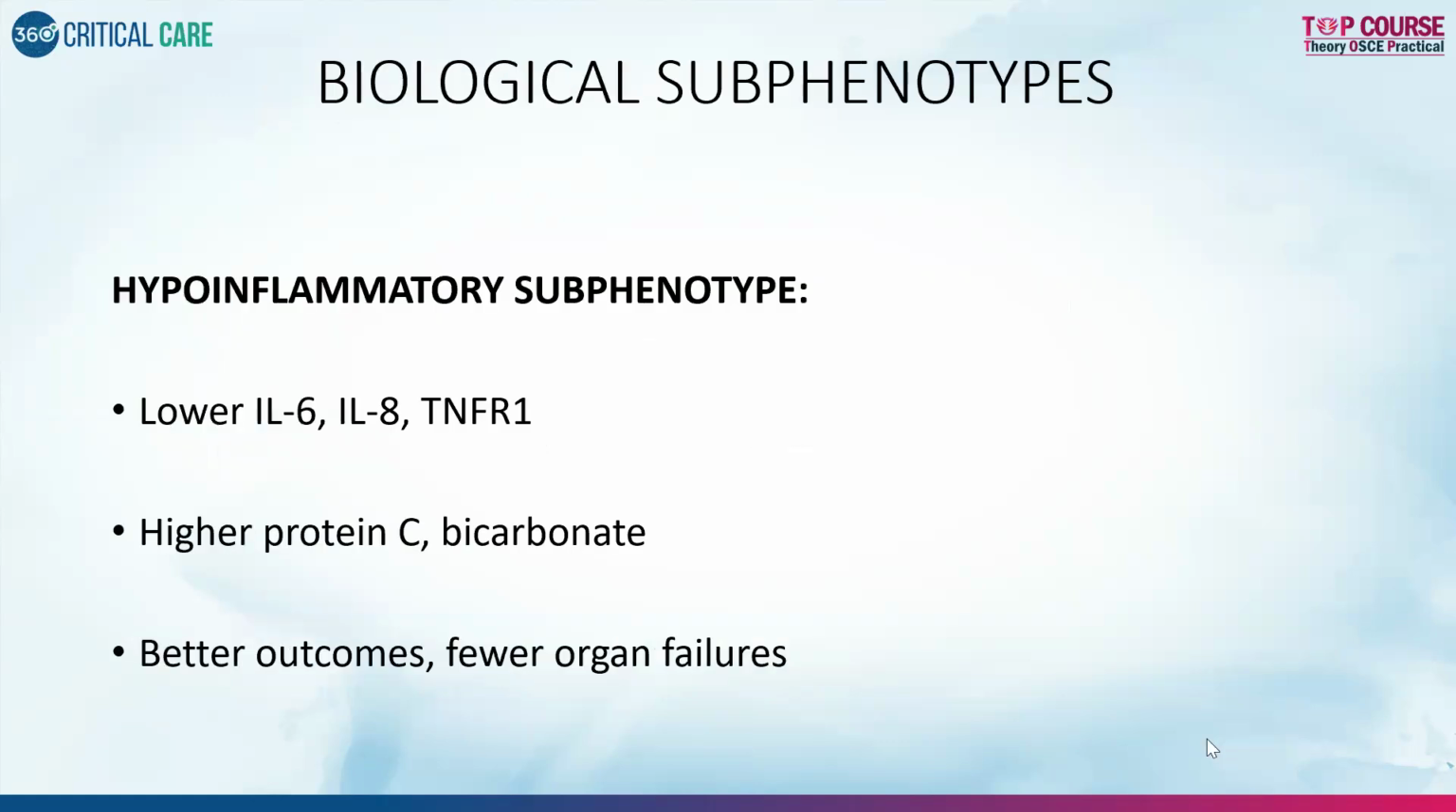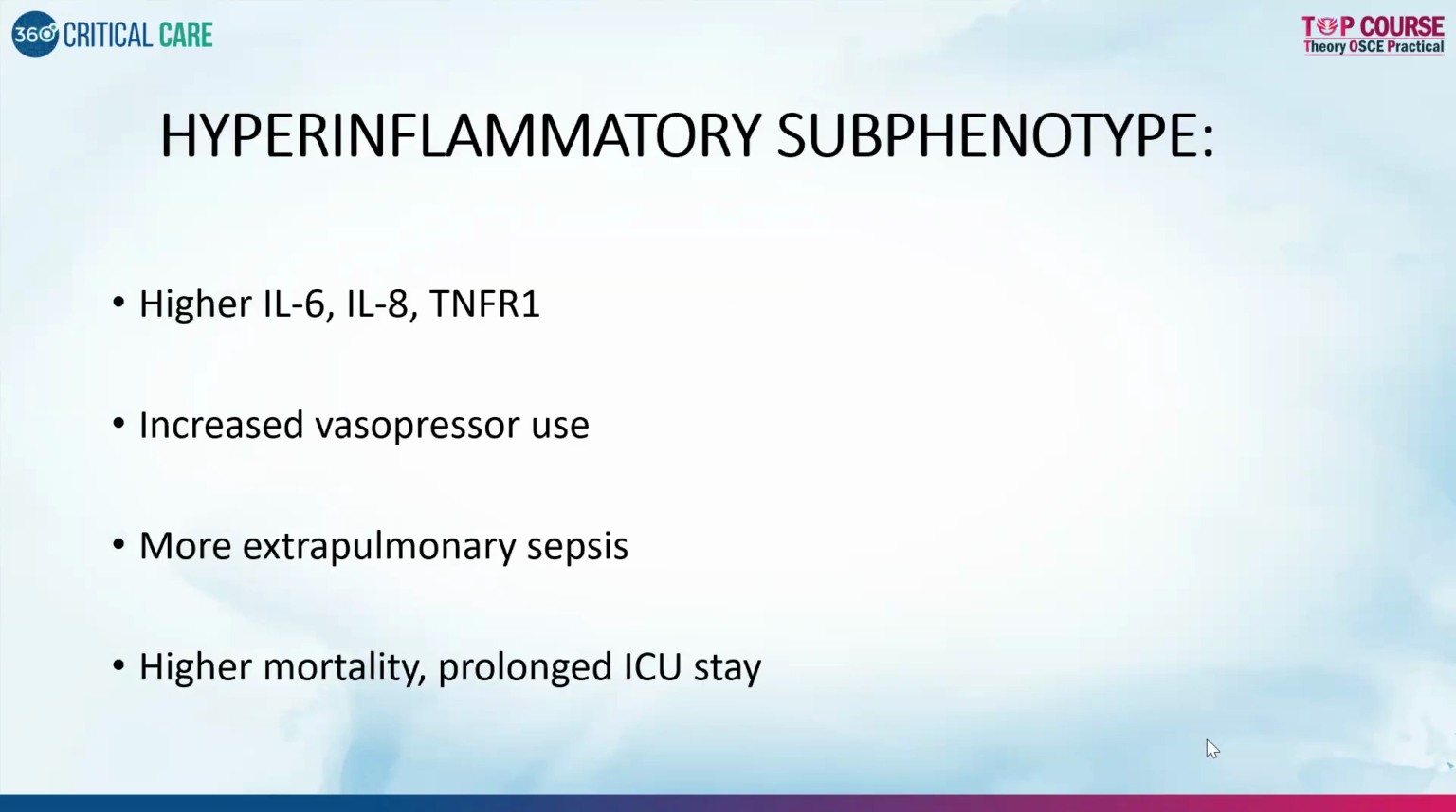Coming to the biological subphenotypes, we have mentioned earlier the hypo and hyperinflammatory subphenotypes. Hypo, as the name goes, has lower interleukin 6, 8, tumor necrosis factor, etc., but can have some anti-inflammatory properties like higher protein C, bicarb, etc. Here they have noticed better outcomes and lesser chances of organ failure as compared to the hyperinflammatory subphenotype, which usually has multi-organ failure and higher mortality.